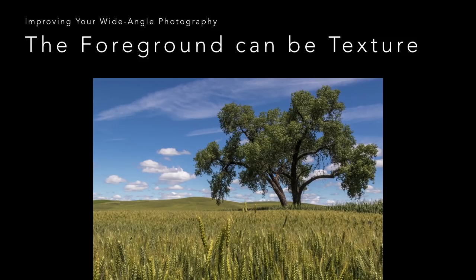And similarly, here's another shot of a lone tree out in the Palouse with a wheat field in the foreground. The tree is made a little more diminutive by virtue of using a wide-angle lens. I could have zoomed in and really filled the frame, but I like having that foreground context and texture. So sometimes that foreground can simply be an interesting texture, maybe with some color, something that leads you into the scene, leads you toward your key subject.